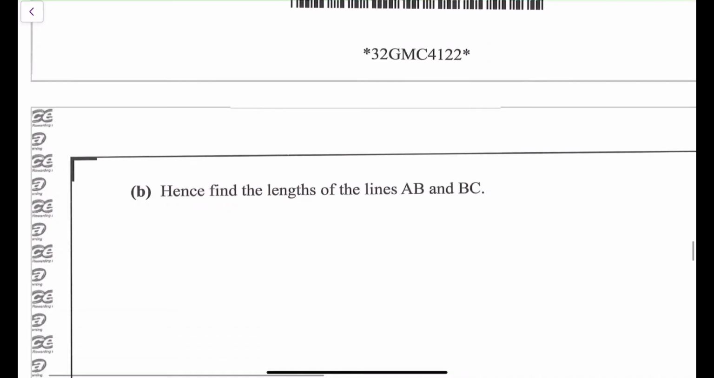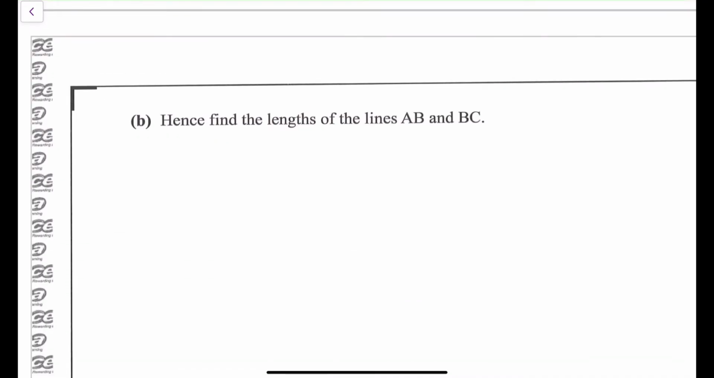It says, hence find the lengths of the lines BC, AB and BC. So first thing we've got to do is solve what we've just found, and then we'll come back to it. We've got to find x first, and then we'll come back to what we know. So I'm going to use the sum and product method here.